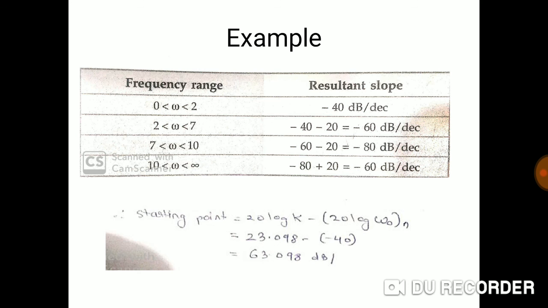So the starting point is 20 log of k minus 20 log of omega n, minus 20, minus 40 is there. So 23 minus 40 is 63, which means your Bode plot for the magnitude will start with 63 dB.